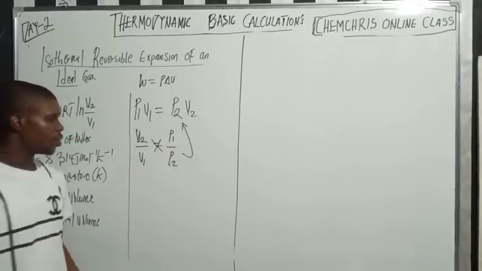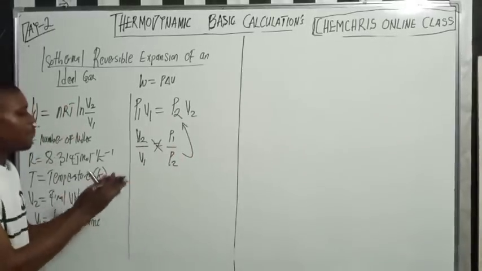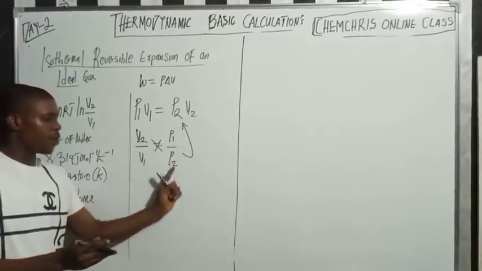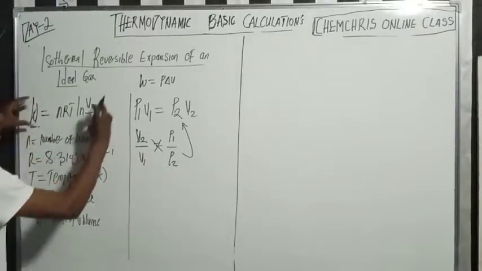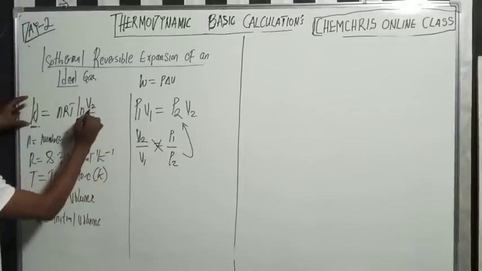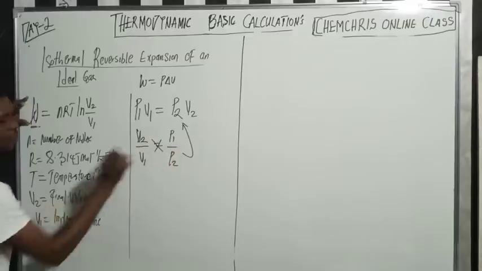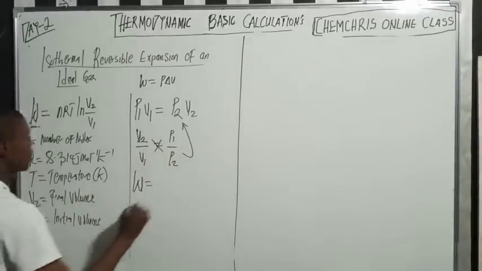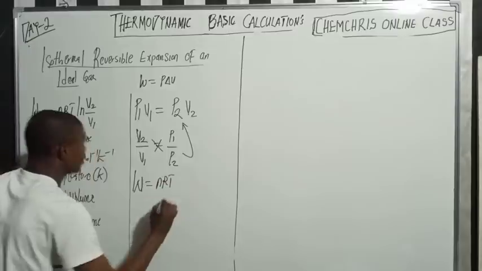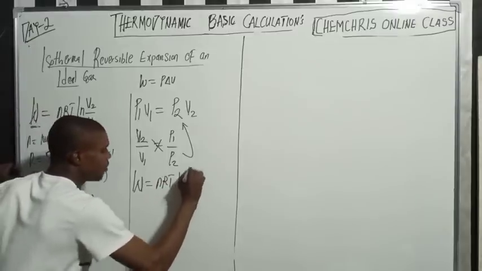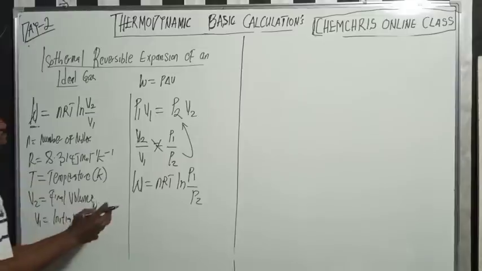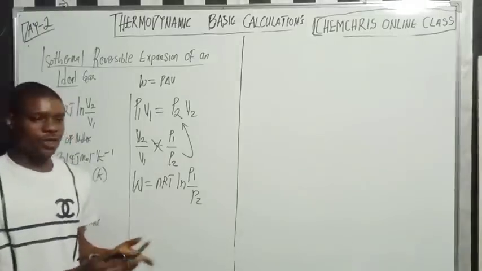Do you understand? So it means that in my Boyle's law formula, V2 over V1 equals P1 over P2. Now I can write this one here, and where I see V2 over V1, I'll put P1 over P2. So it means that here I have W equals nRT ln P1 over P2. Do you understand? So these are the two formulas we are using in this calculation here.